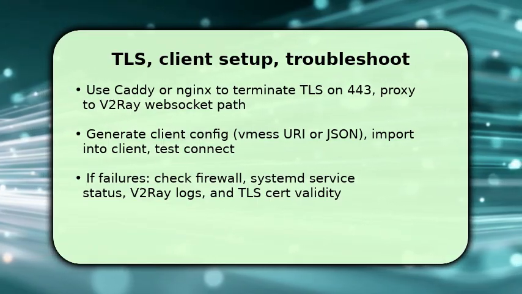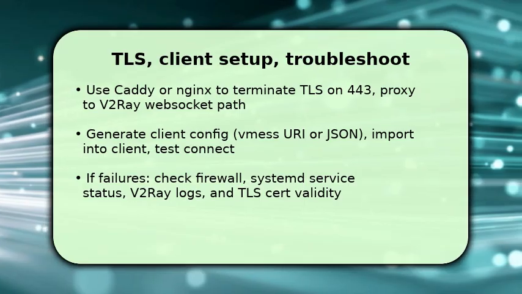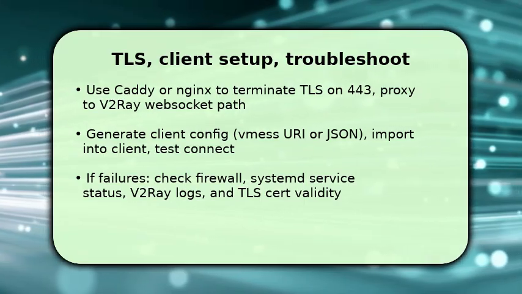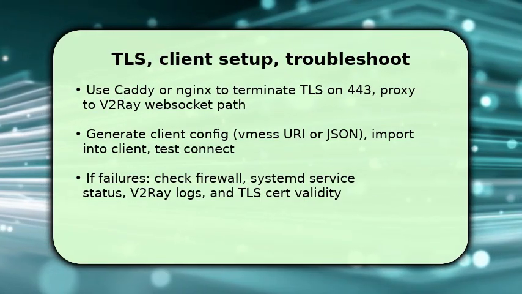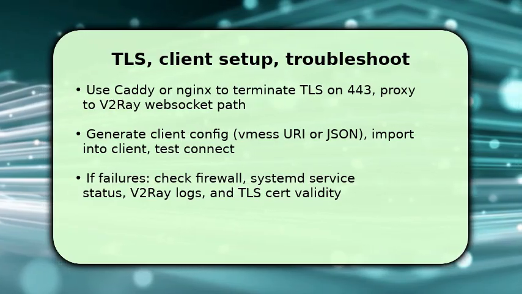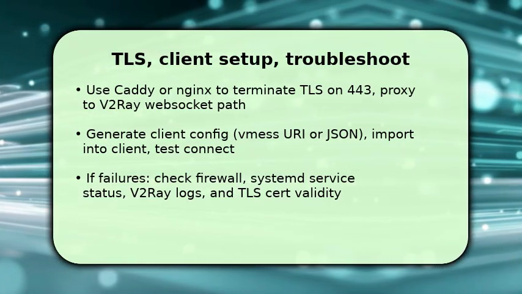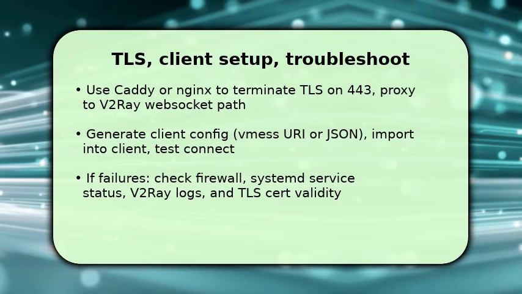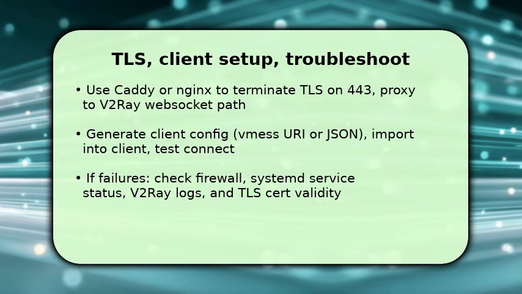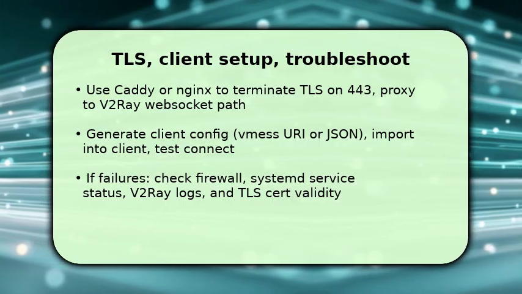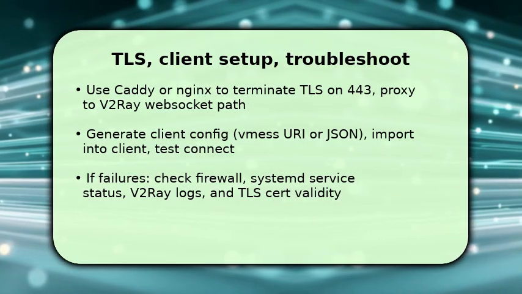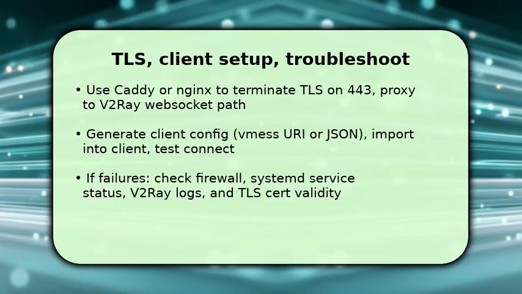Then create a client profile, either a vmess URI or JSON, and import it into your client app, testing a connection and basic browsing. If it fails, make sure the service is enabled in systemd. Inspect V2ray logs for handshake errors, confirm firewall rules allow 443, and verify your TLS certificate is valid. That single check fixes most issues.